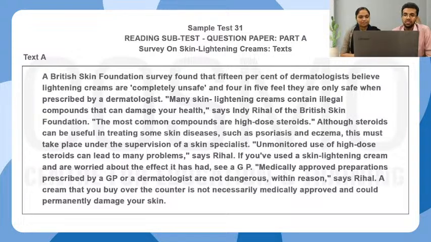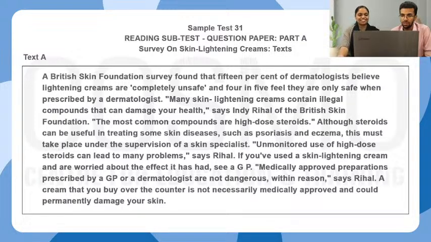Now, what is the synonym of dermal condition given in the text? Can anyone please tell me that? Yes, Soumya, you are correct. The synonym of the word dermal conditions is skin diseases. Dermal means relating to skin and disease is a condition. So the synonym of dermal condition is skin diseases. Right.